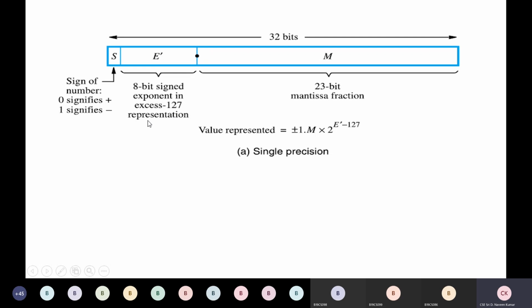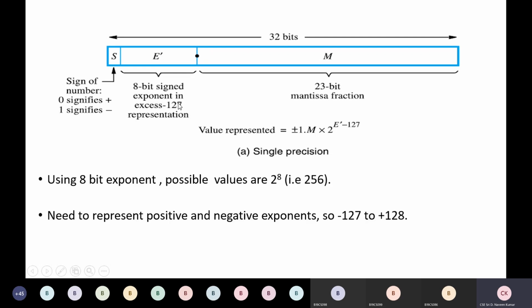If you want to see how this range will be, it will be something like this expression. Using 8 bits, the possible exponents are 2 to the power of 8, that is 256, which can be represented. We need to represent positive and negative exponents, that's why we go from -127 to +128. Total comes to 256. So the powers can be from -127 to +128, which is the exponent here.